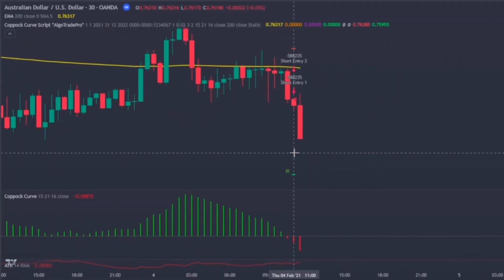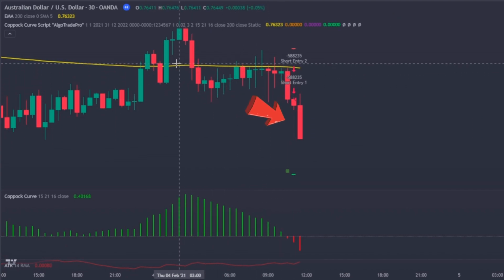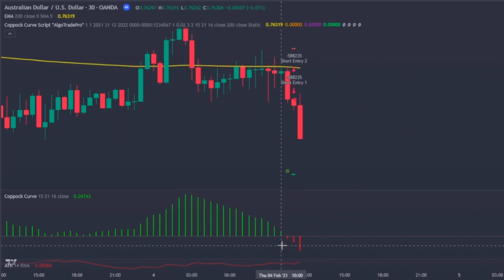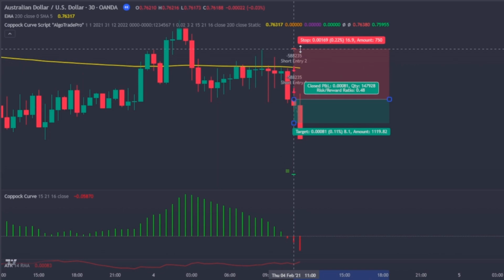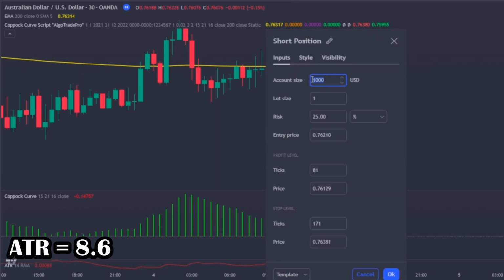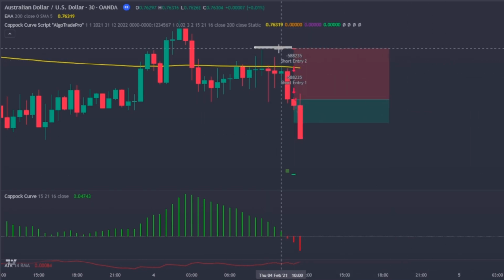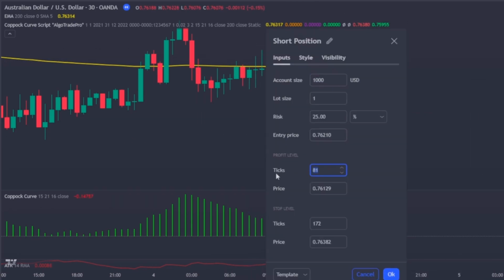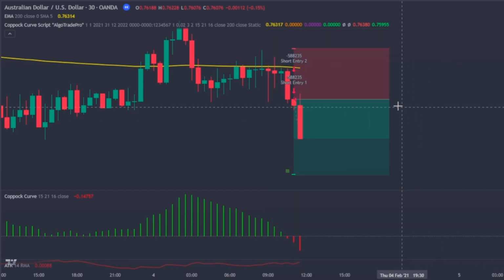Here we can see that the price is below the 200 exponential moving average and the Coppock Curve Indicator gave a short signal. So we will enter at the close of the signal candle, which is this one. The stop loss value is 2 times 8.6, which is 70.2 pips and corresponds to the last swing high, and the take profit is 3 times 8.6, which is 25.8 pips.